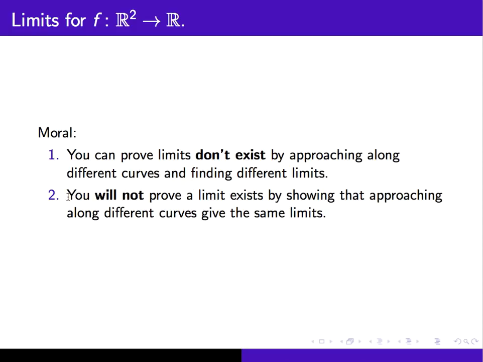It's also important to point out that you will not prove that a limit exists by showing that if you approach along different curves, you get the same limit. That was this last example, where we approached along all the different lines through the origin, and we got the same limit, and yet the limit didn't exist. So if you ever try to prove that some limit exists by showing that as you approach along various curves, you get the same limit, you're probably headed in the wrong direction. All right.